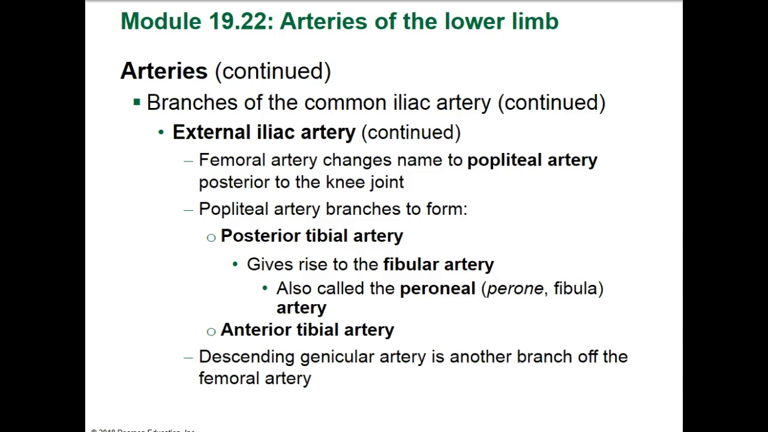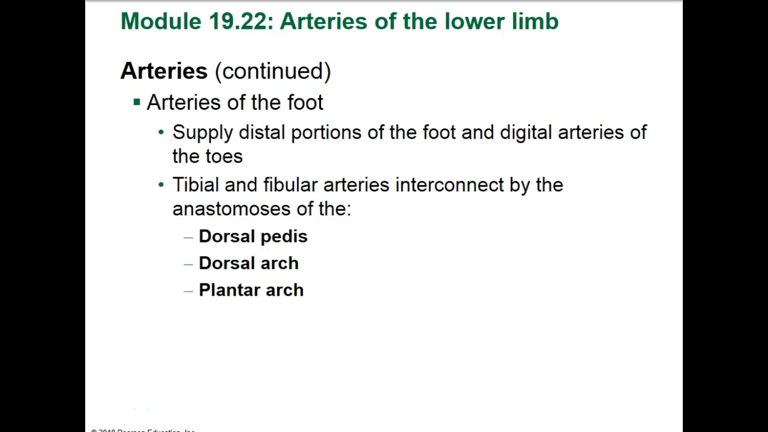And then the popliteal artery branches and forms the posterior tibial artery that gives rise to the fibular artery, also called the peroneal artery at this point. The anterior tibial artery, at this point we have a descending genicular artery, which is another branch off the femoral artery. Arteries of the foot supply the distal portion of the foot, the digital arteries of the toes, and the tibial and fibular arteries interconnect by the anastomoses of the dorsalis pedis, the dorsal arch, and the plantar arch.